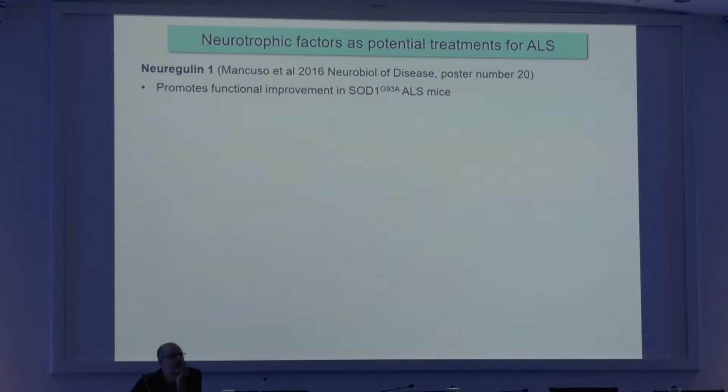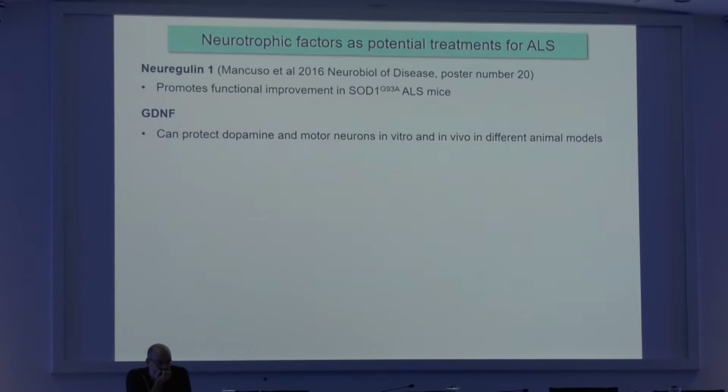So in order to find a gene therapy strategy that could target as many patients as possible, we decided to use neurotrophic factors. And we have already shown that neuregulin-1 promotes functional improvement in this model. And you can see more details of this work in poster number 20 in this meeting. But here I'm going to explain our results using glial-derived neurotrophic factor.